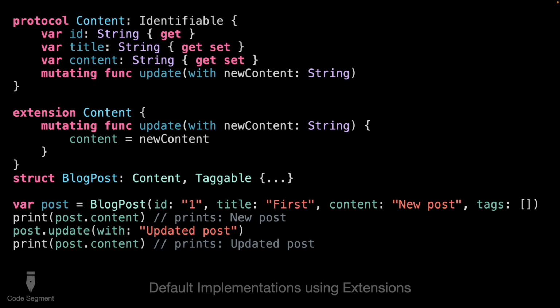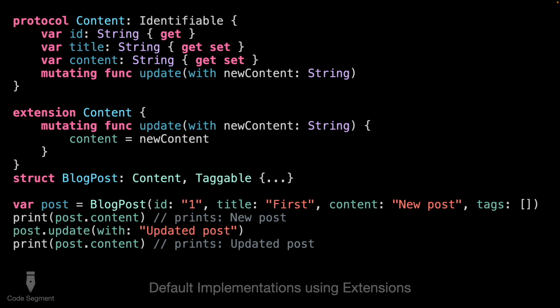Basically, here we have our protocol ContentIdentifiable. We have now added a new function requirement on the protocol that says, hey, anyone that adopts me or implements me, they need to create this function, right? Mutating func update with new content string. Okay, so here we can then say, well, you know what? Because the thing that this function does is going to be the same everywhere, right?